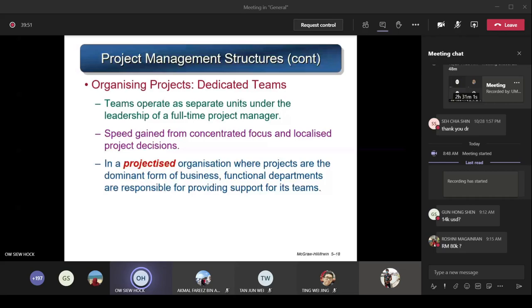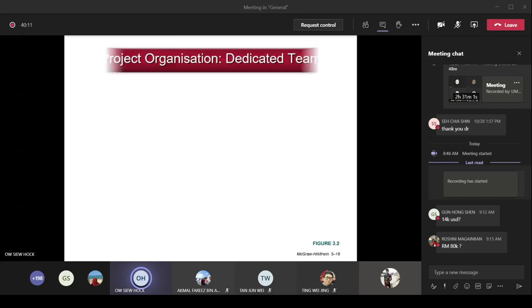So this is the big gain from concentrated focus and localized project decisions. You are focusing on the project only; you are not doing your other job now. In the project task organization, where projects are the dominant form of business, functional departments are responsible for providing support for its teams. That means every function gives you staff, and then the staff will be working on the project alone.